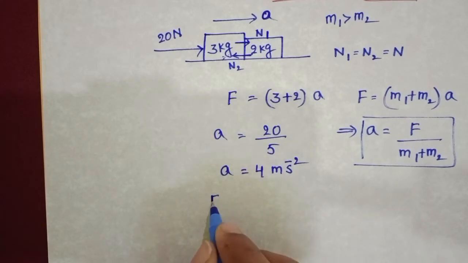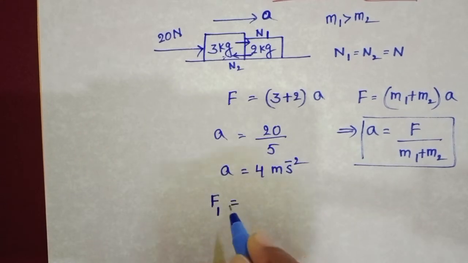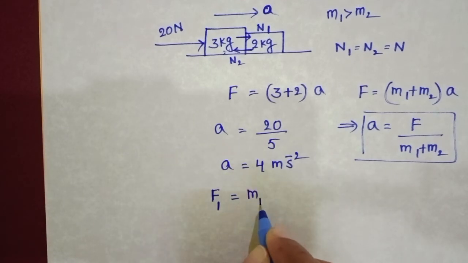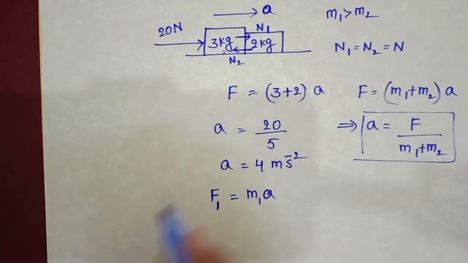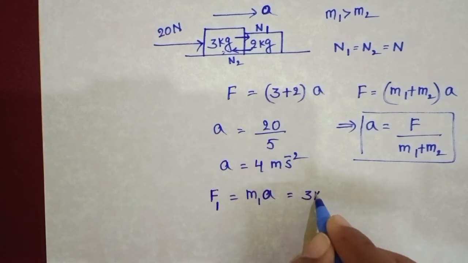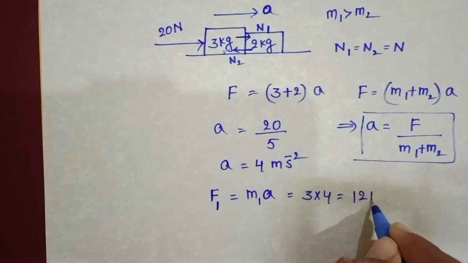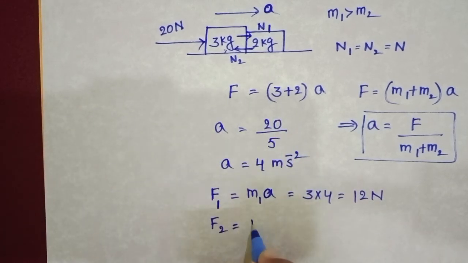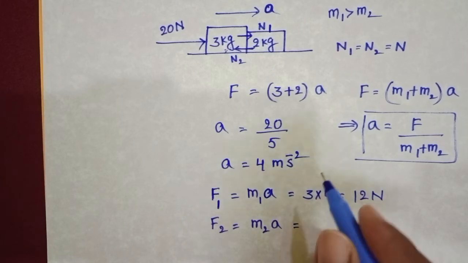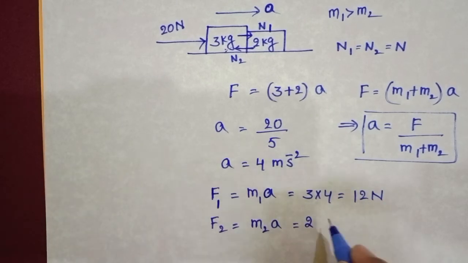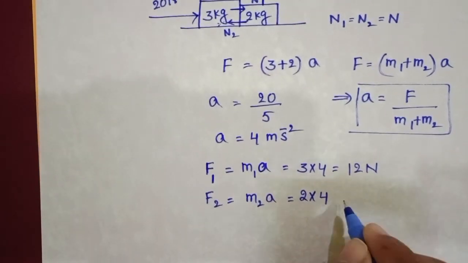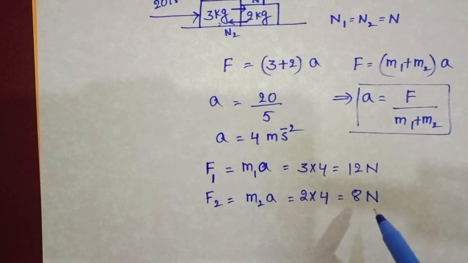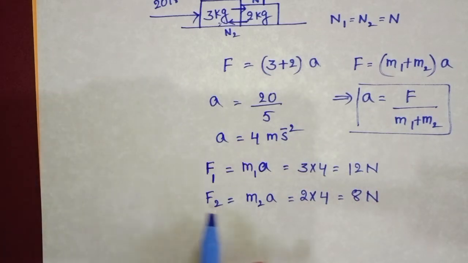So with how much force is the 3 kg mass moving in the forward direction? Let us find out. F1 is equal to mass of the first block into acceleration. That is equal to 3 into 4, which is equal to 12 Newton. And what about 2 kg? F2 is equal to M2 A. Mass of the second block is 2 kg and acceleration is the same. 2 into 4 is equal to 8 Newton. So 12 plus 8 is equal to 20 Newton.